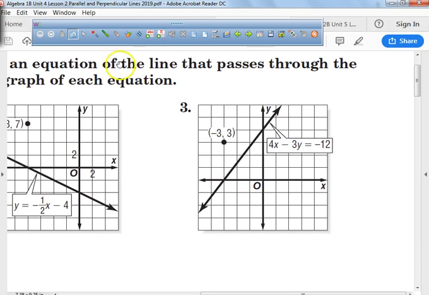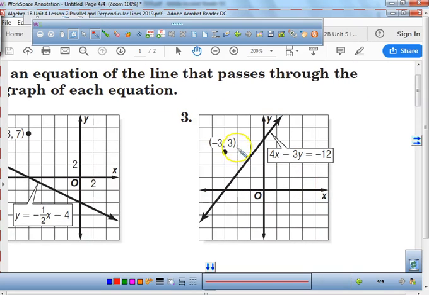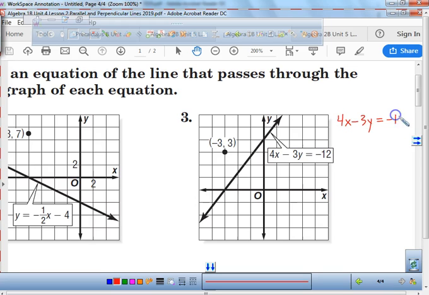Right here. We have a point. We have this line. The line is 4x minus 3y equals negative 12. What do I want you guys to be able to do with a standard equation? This is in standard form. What do I want you to be able to do?